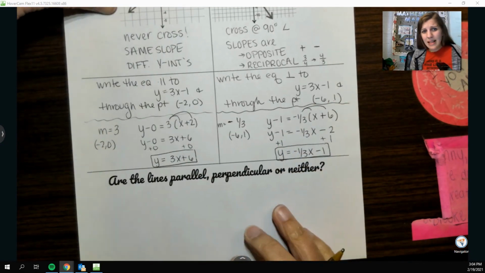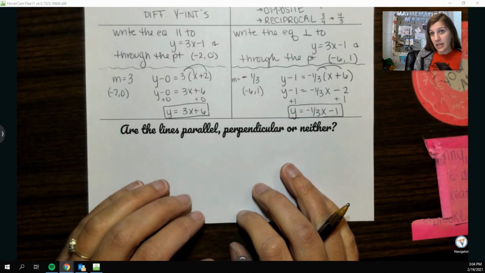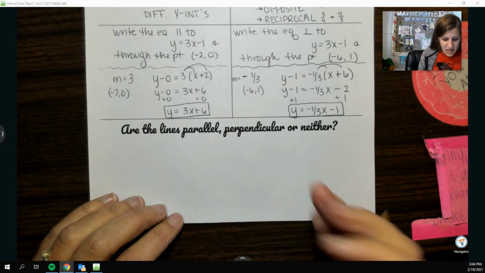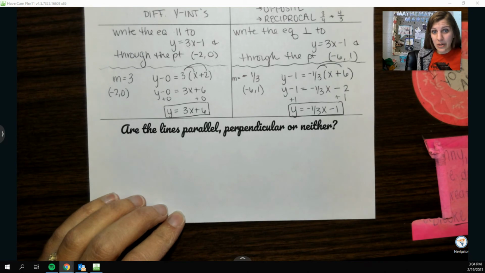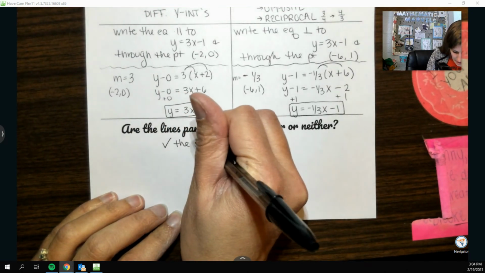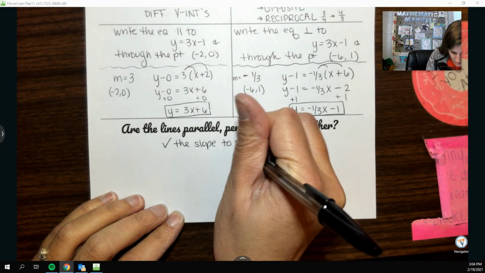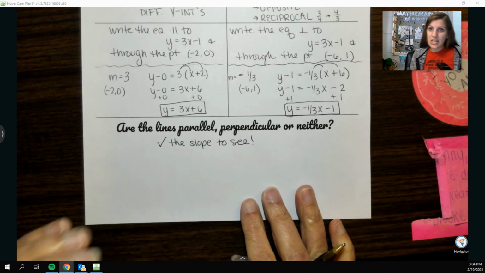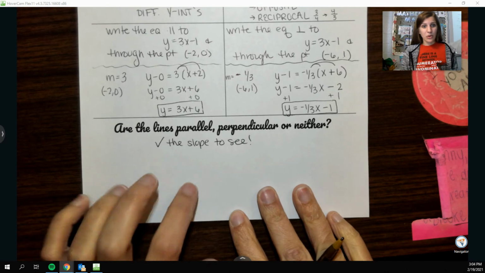And then the last thing that we might ask when it comes to parallel and perpendicular lines is, are they parallel, perpendicular, or neither? And you got to check the slope to see. The reason I want to leave it at just that, guys, is because I want to remind you of a couple other things down here.